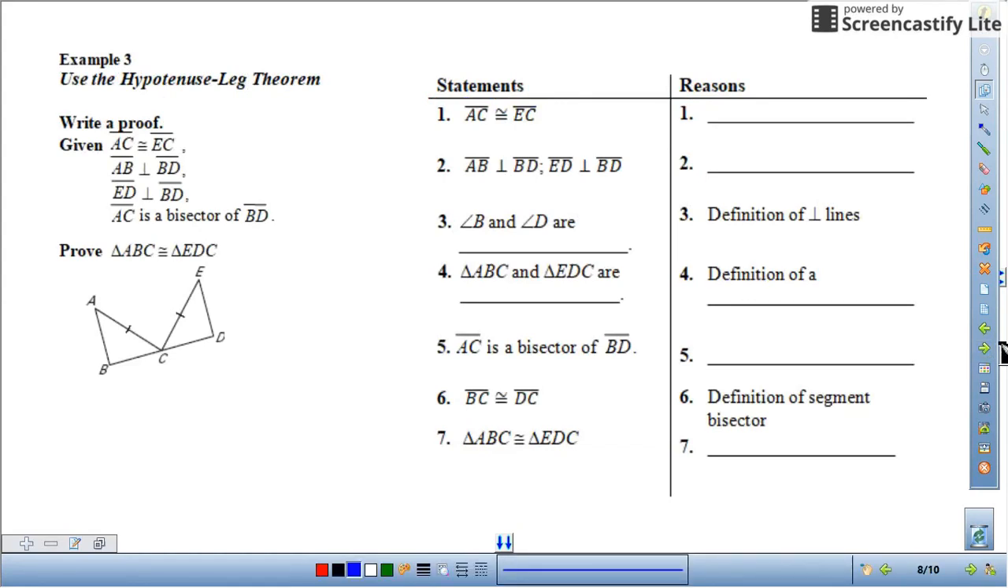So let's take a look ahead and look at this proof here. I've broken it down a little bit different than it is on your page. I put it side by side since I needed some more space and it worked better to put it horizontally. But we're going to go ahead and take a look. We have quite a few givens here.